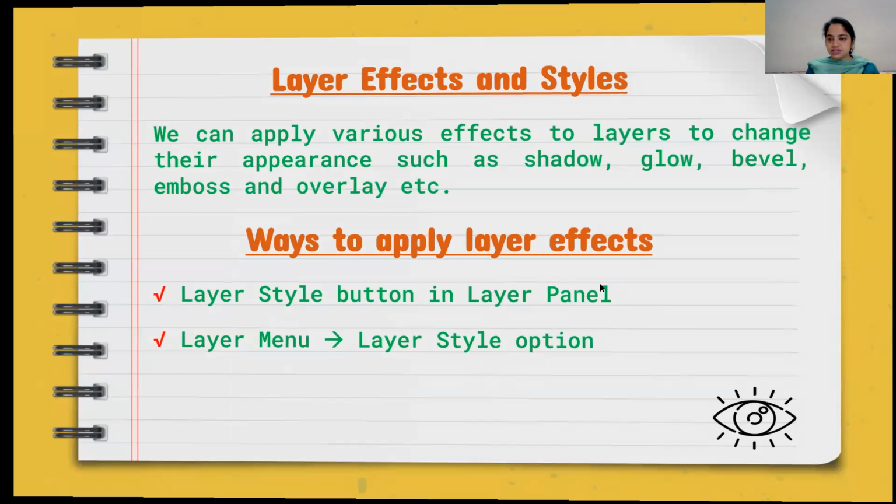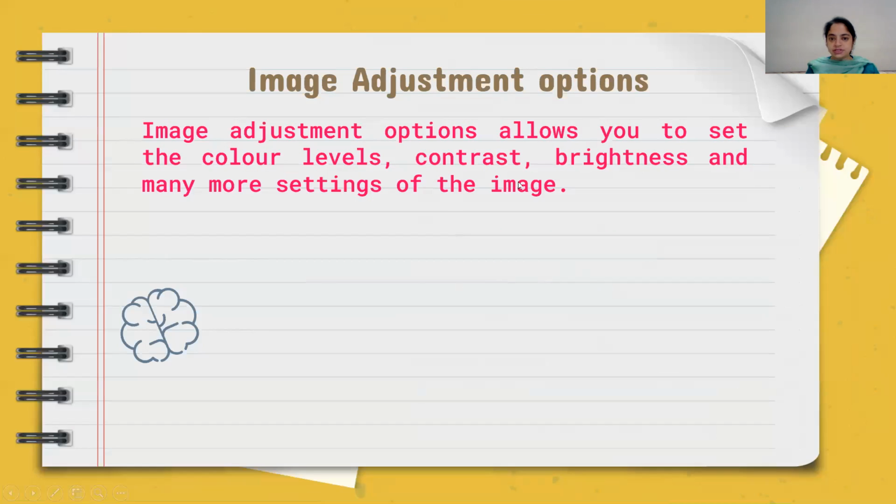Next is image adjustment options. Image adjustment options allows you to set the color level, contrast, brightness, and many more settings of the image. Already one image is there. You had inserted some picture in the Photoshop, some photo that you had clicked from the digital camera or from your mobile, and you want to change its color levels or contrast or brightness as you change the color levels and brightness of your pictures in television. In the similar way, you can adjust the picture by using these color settings.